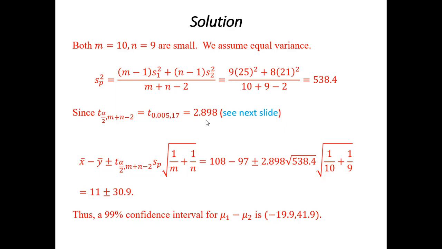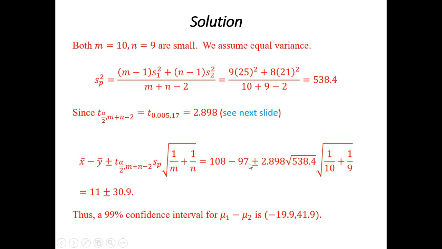So constructing the confidence interval, I start out by taking the difference of the two sample means, 108 minus 97. This is the term I get from the t distribution. Over here we have the pooled standard deviation, SP. Notice it's the square root of the value we calculated up here. And then I have this term, 1 over m is 1/10 plus 1 over n is 1/9. When we simplify this entire term, we should get 30.9.